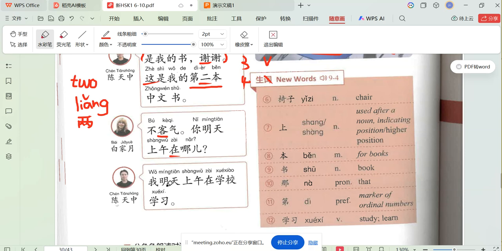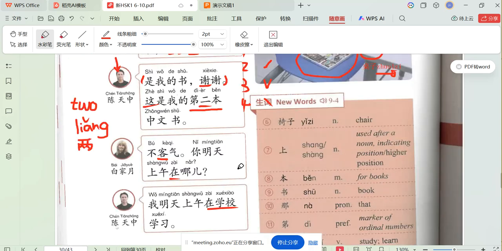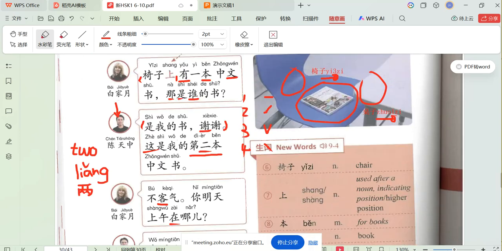So let's see, where is he? 他在哪儿？我明天上午在学校学习。我明天上午在学校学习。So after we read this conversation, can you please tell me whose book is on the chair?